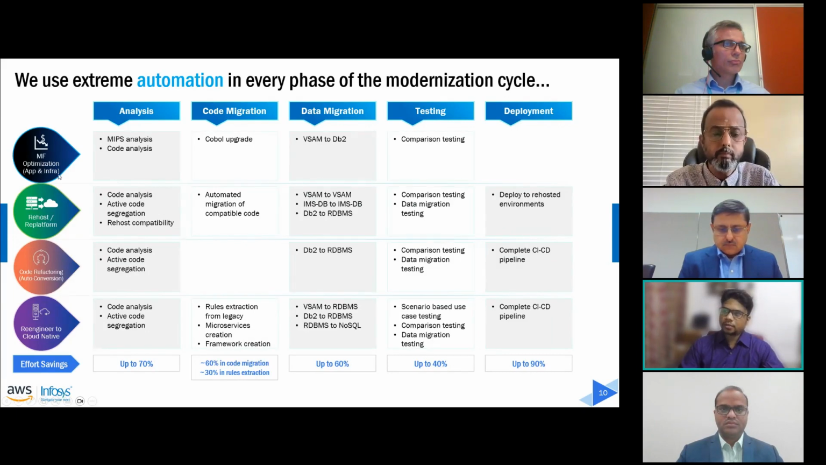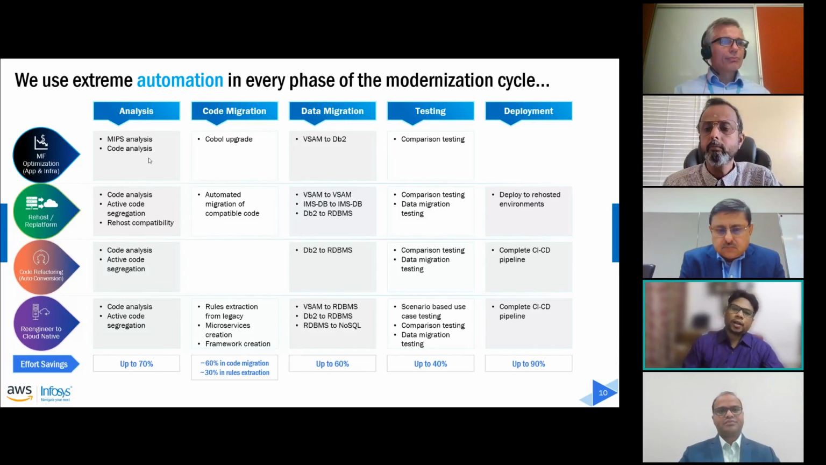Coming to the first option, so what you see over here is, for the first option itself, irrespective of the phases, our iLead platform is going to pitch in and help in the activities. For example, optimization, obviously the first thing we look at is, how do we optimize the MIPS? How do we improve the performance? How do we realign the batches so that they are able to complete sooner? How are we able to provide more and more online timing to our users or the end users of our client?